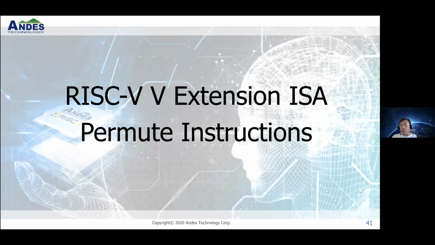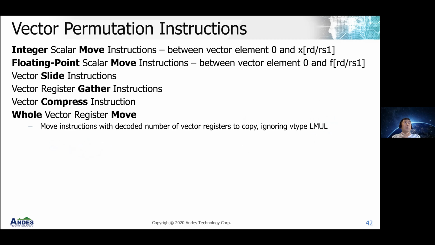Okay, the last one is the permutation instructions. The integer scalar move and floating point scalar move are somehow in the permutation instructions. This is the move between element 0 and the scalar register, or the move between element 0 and the floating point register. Okay, and then you had slide, gather, compress, and the whole register move.